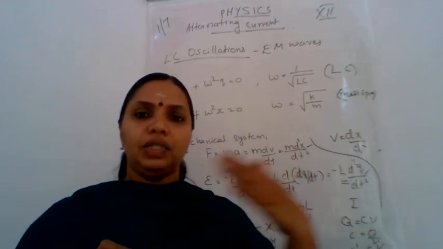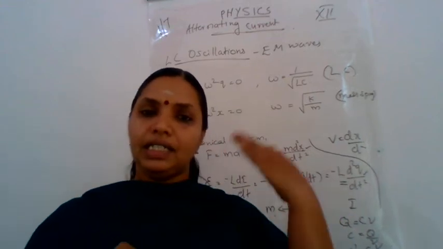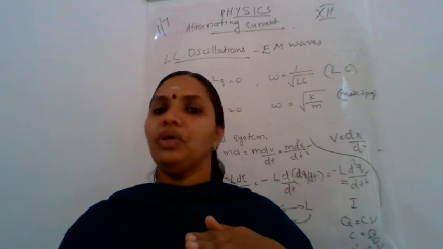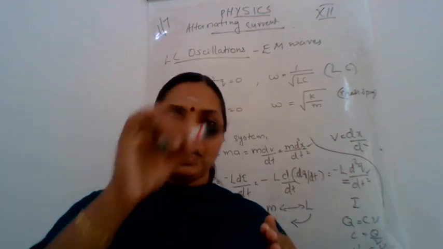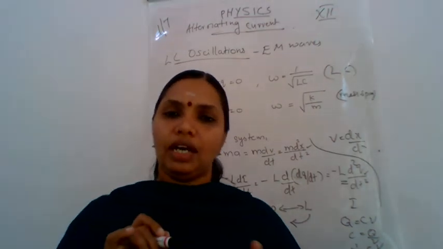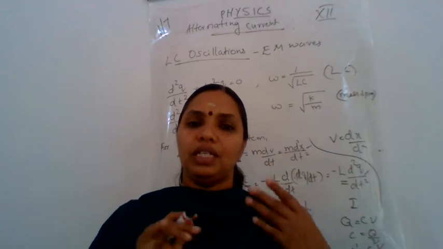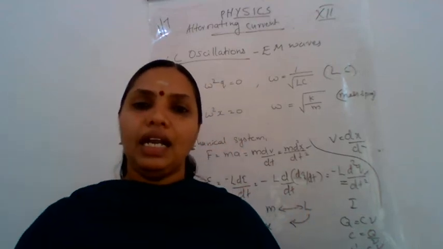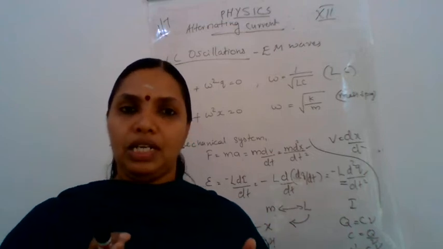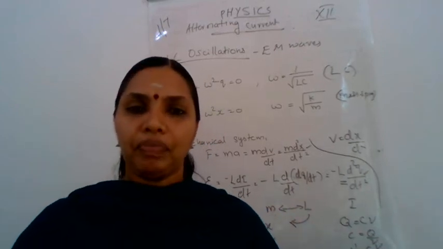So when a spring oscillates, kinetic energy is converted to potential energy, and potential energy is converted to kinetic energy. You remember that graph? We are getting the maximum kinetic energy, potential energy graph. In the same way, this LC oscillation is similar to the mechanical oscillation, or the mechanical wave.